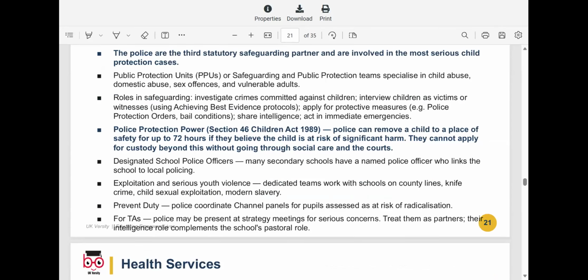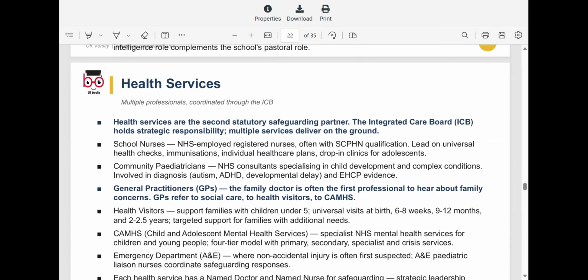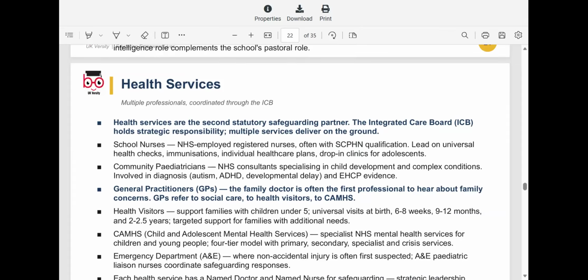The police, again, a really important body that works with safeguarding children to tackle any sort of protection issues. The police are involved in regards to any serious child protection cases, be it anything to do with exploitation, or anything to do with Prevent or anything like that, they have to be involved.